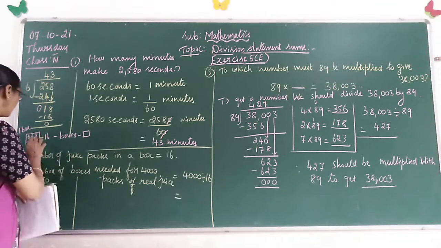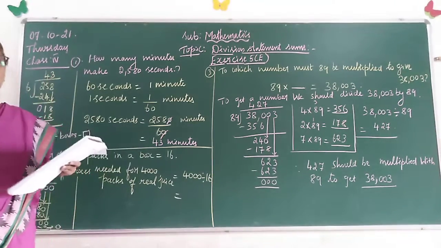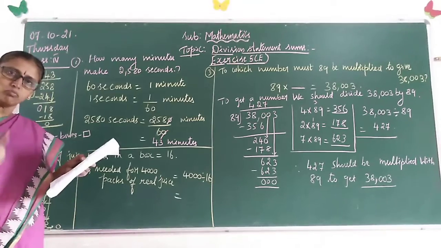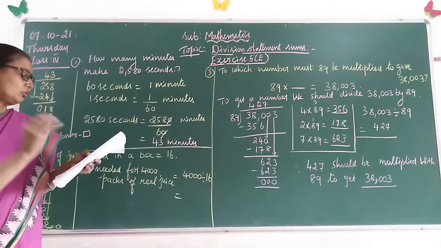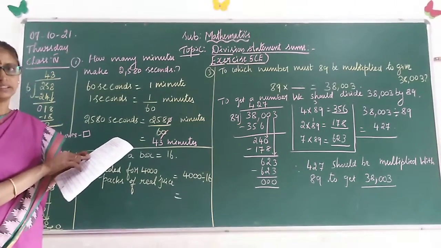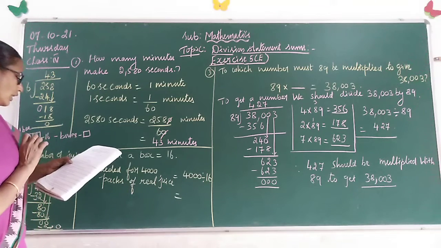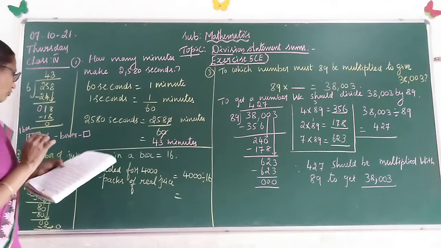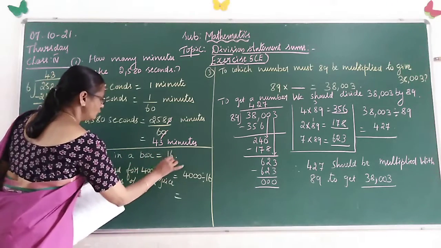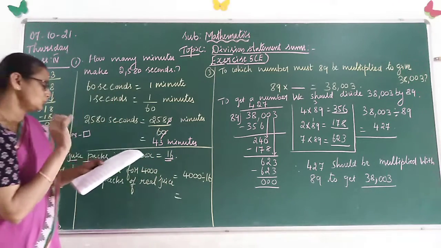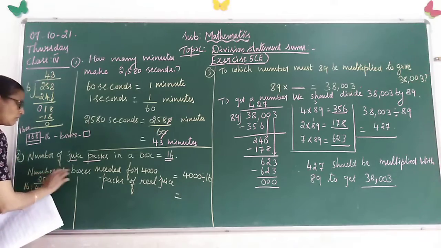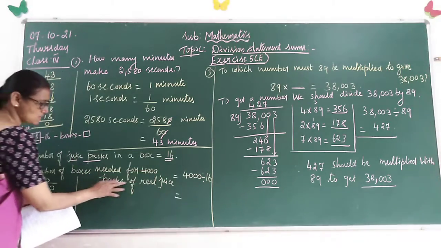There are 4000 packs of juice. We have to find out how many boxes are needed to pack these 4000 packs of juices. Okay, clear, understood? So first you have to write the statement: number of juice packs in a box. 16 juice packs are there in one box. We have to find out the number of boxes needed for 4000 packs of real juice.